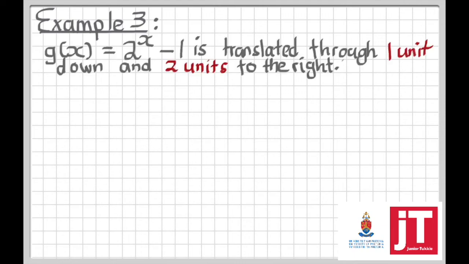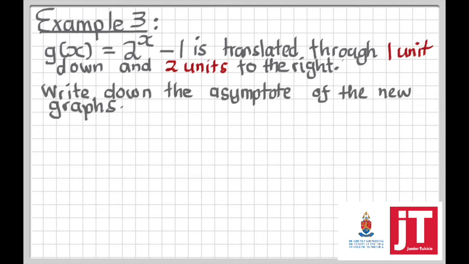We then move on to the last example. This time around, we're given an exponential function. g of x is equal to 2 to the power x minus 1, and that is translated through 1 unit down and 2 units to the right. Now, what is the question? The question wants us to write down the asymptote of the new graph, not graphs, the new graph. It's asymptote, that means there's one. That's actually a reminder that an exponential function has got one asymptote.